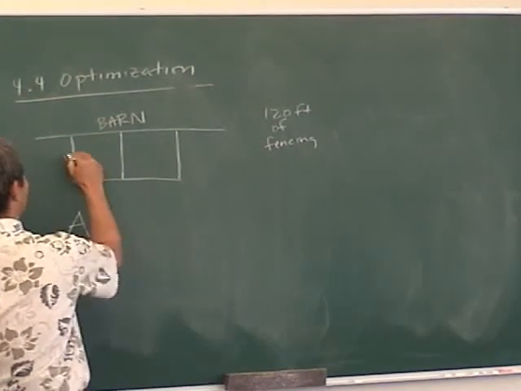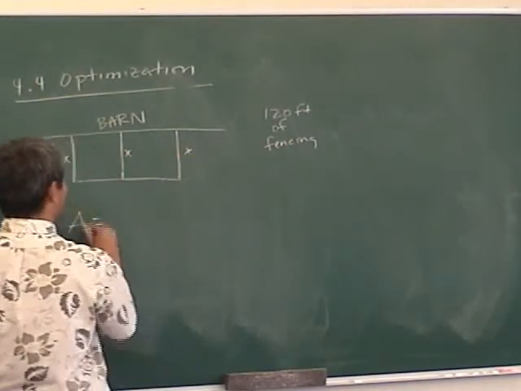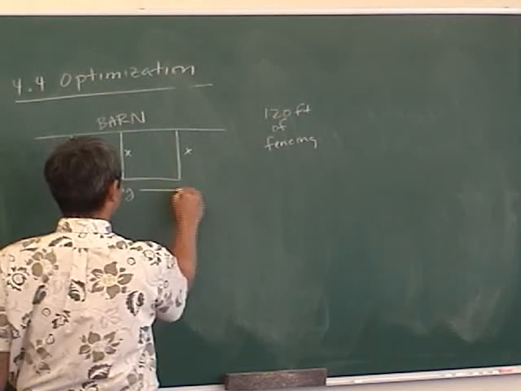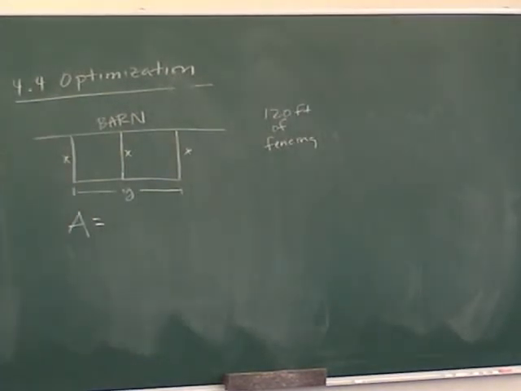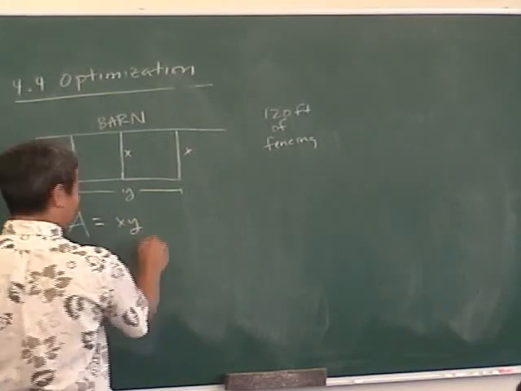It doesn't matter, okay? Let's call this X. And then what do you want to call this? Y? Now, looking at this picture, what is the area of this enclosure? X times y, right? It's a rectangle, so length times width.